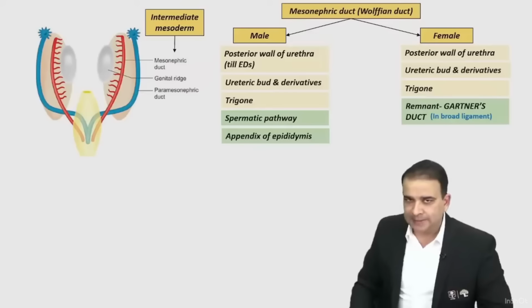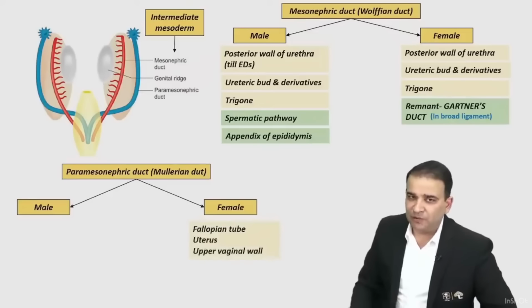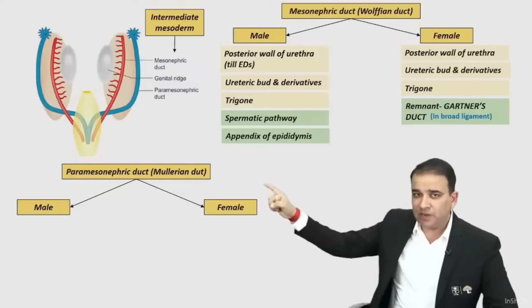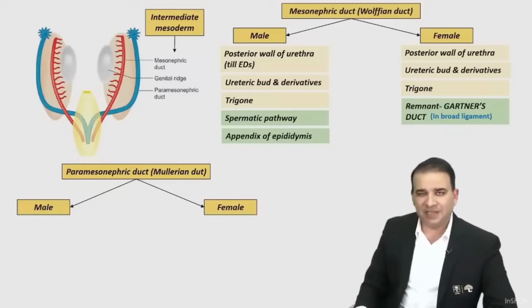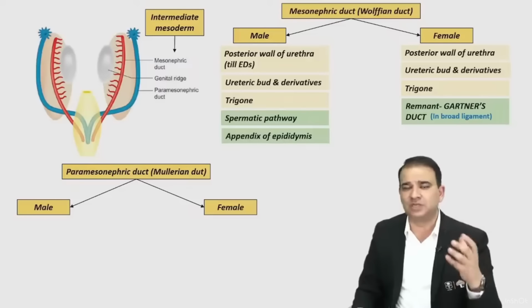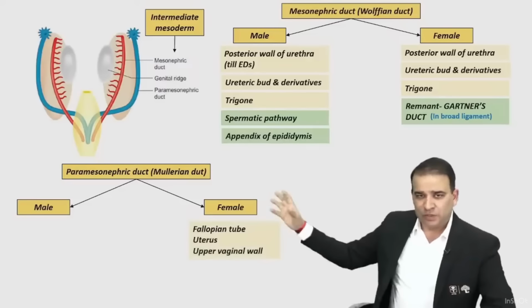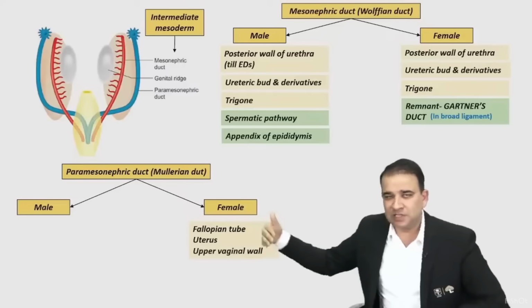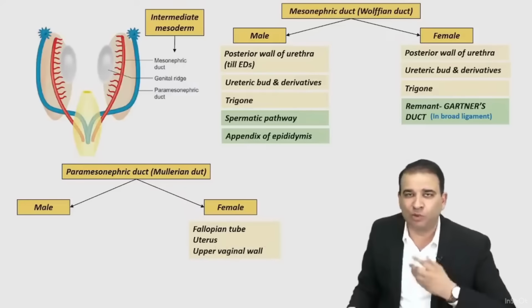Okay. Now, paramesonephric duct, guys. Paramesonephric duct or Mullerian duct. Well, the paramesonephric duct is the main duct for the female. It gives rise to the fallopian tube, the uterus, the upper part of the vagina, and the vaginal fornices. So all of that in the female is derived from the paramesonephric duct. So obviously in the male we will only have remnants, some homologous organs.